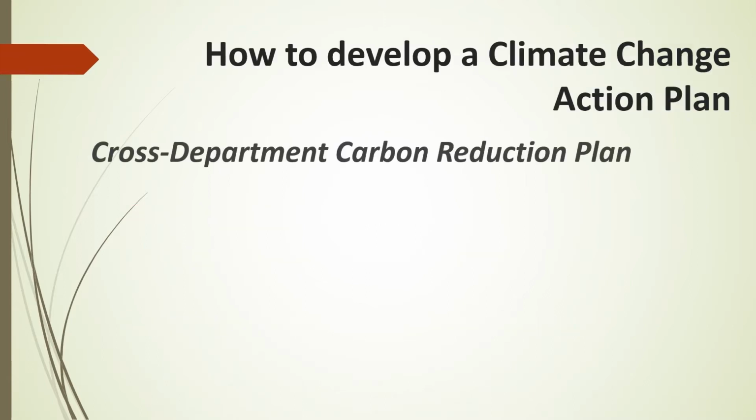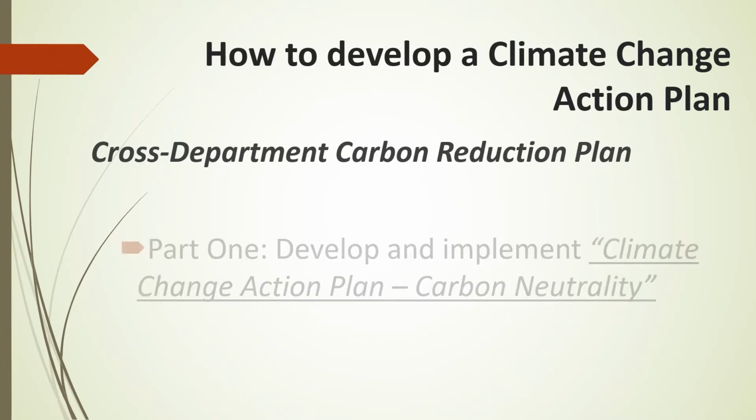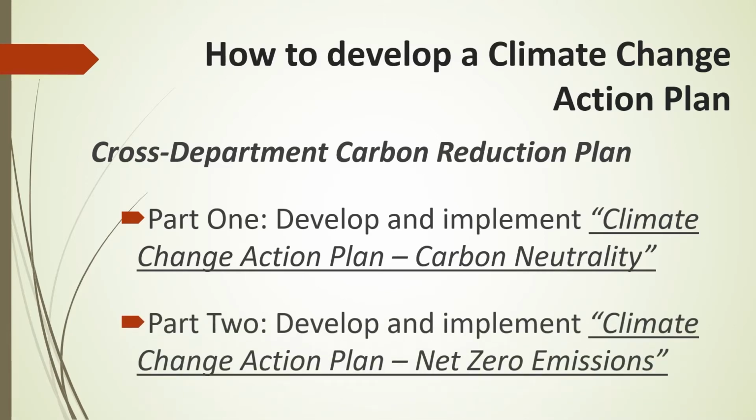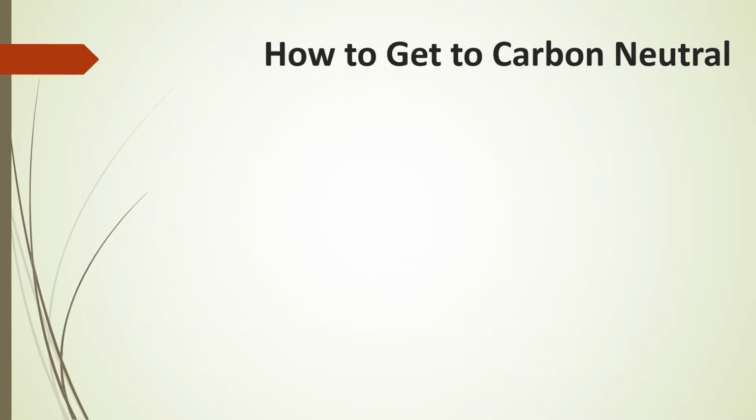So to develop a climate change action plan, we need cross-department carbon reduction plans. Okay. Part 1, you want to develop and implement a climate change action plan for carbon neutrality. And part 2, a climate change action plan for net zero emissions. So how to get to carbon neutral?